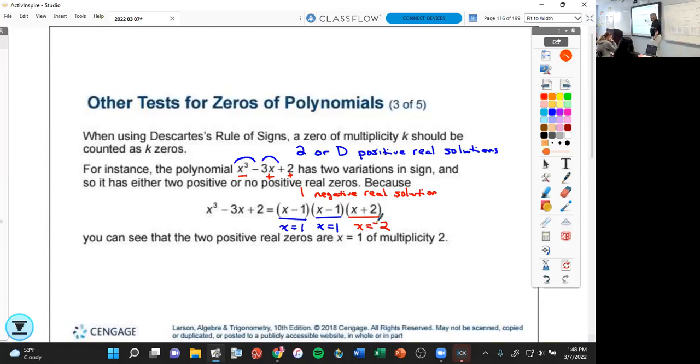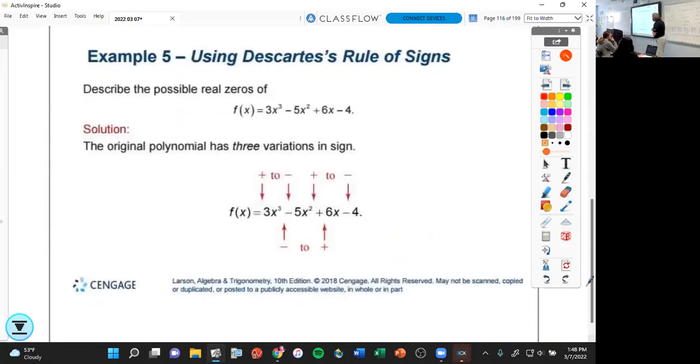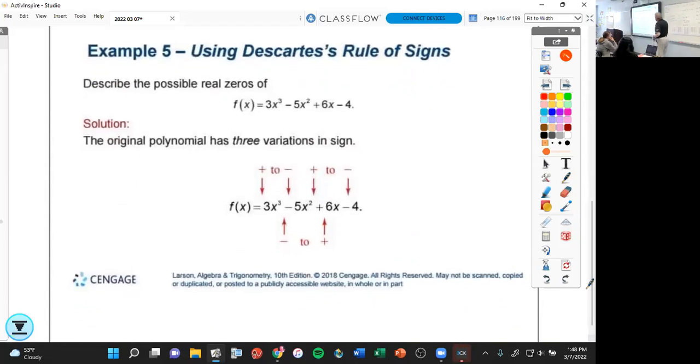Okay, so that's where this is headed. We're using the rational zeros theorem along with Descartes' rule of signs, along with synthetic division, to find the zeros of a high degree polynomial. That's what we're doing. Describe the possible real zeros of this function: 3x cubed minus 5x squared plus 6x minus 4.